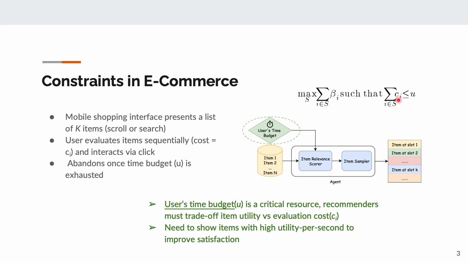Thus here, the user's time budget is a critical resource which must be taken into account by the system while recommending items. The idea is to show items with higher utility per second in order to improve satisfaction, and this gives the optimization problem to maximize the probability of generating the slate such that the cost of item evaluation does not exceed the user's time budget.